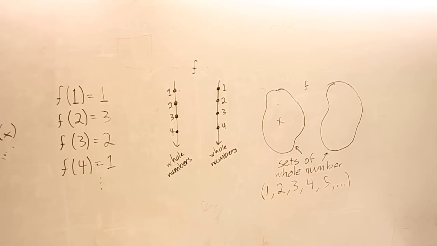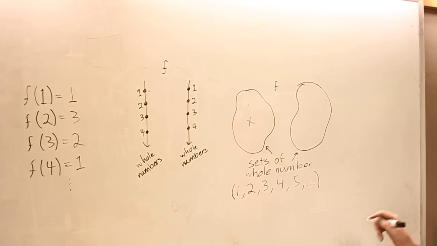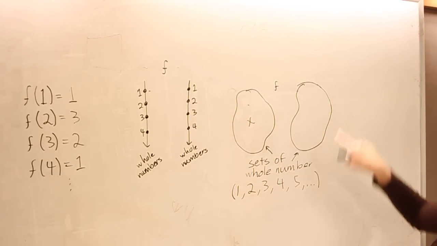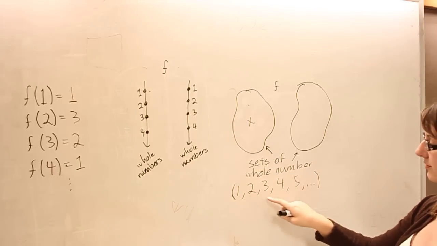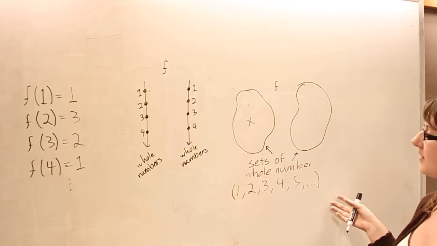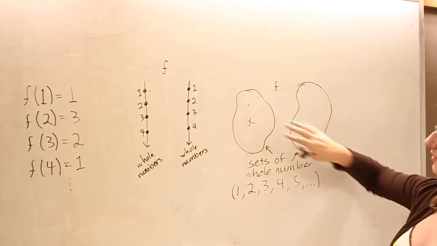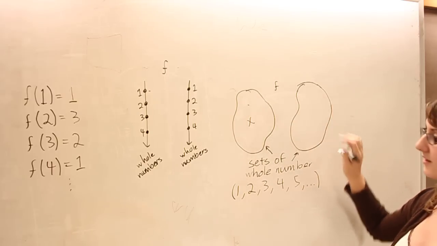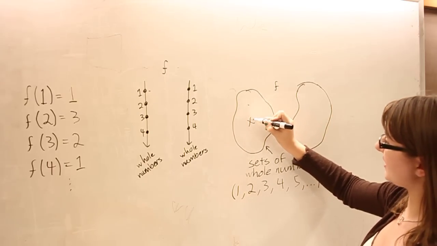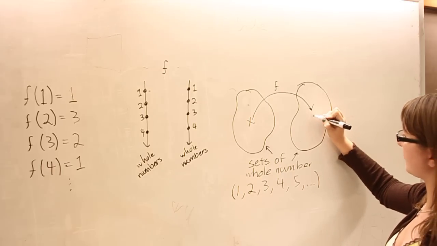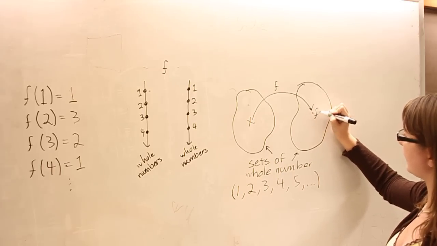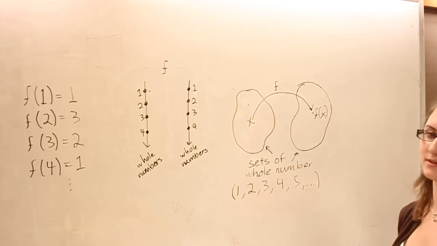So a function, instead of a machine, can be seen as a map. So these are sets of numbers, specifically in this case, the whole numbers. Again, 1, 2, 3, 4, 5, and so on. So it's just like all the numbers in each of these. So you take any number in here and f maps it to a number in here. And we'll call that f of x.